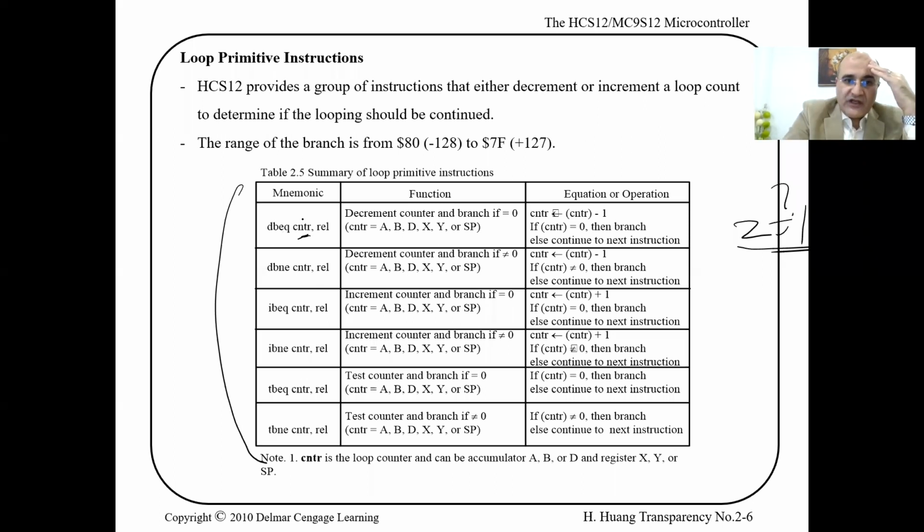So you decrement a counter you specify. If after you decrement the result is a 0, you branch to this relative address here, or you don't branch. The counter here, sorry, can't be something in memory. It has to be a register: A, B, D, X, Y, or stack pointer.